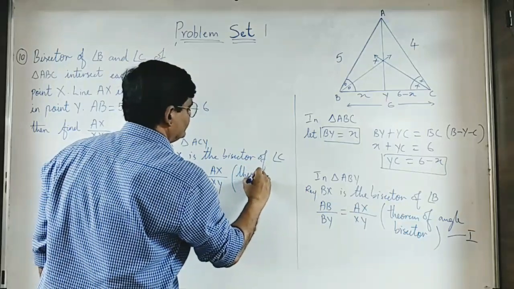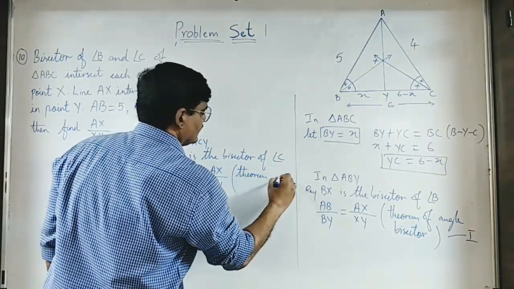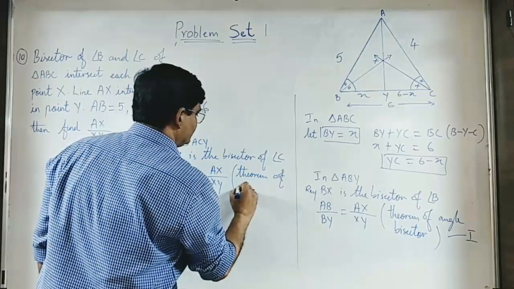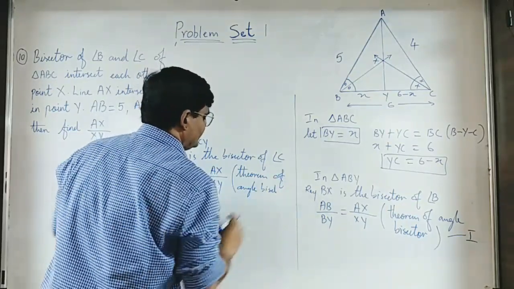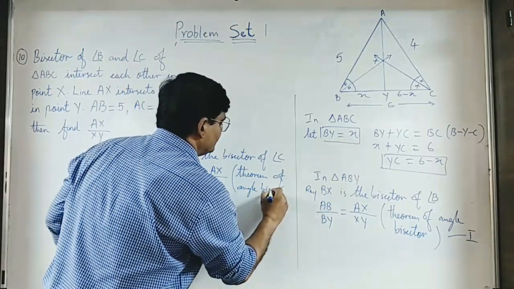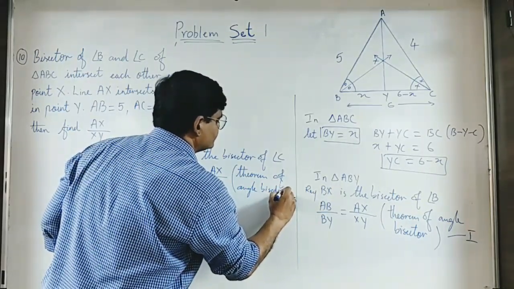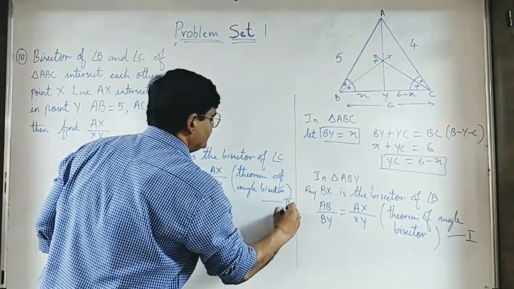Theorem of angle bisector. We have a theorem of angle bisector, so we will be writing over here: theorem of angle bisector. And can I write this as statement number 2?